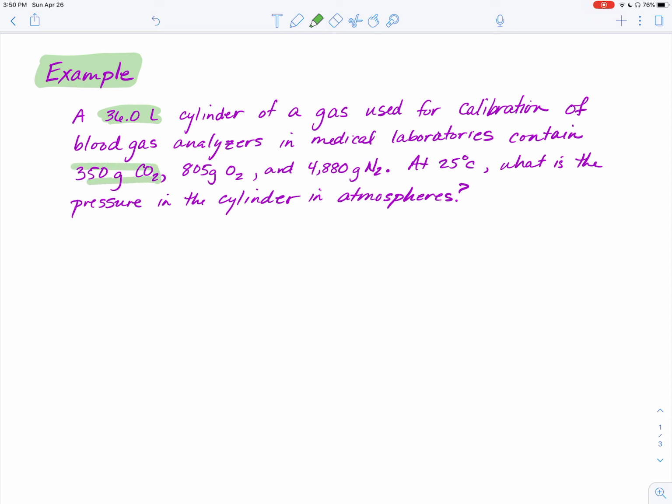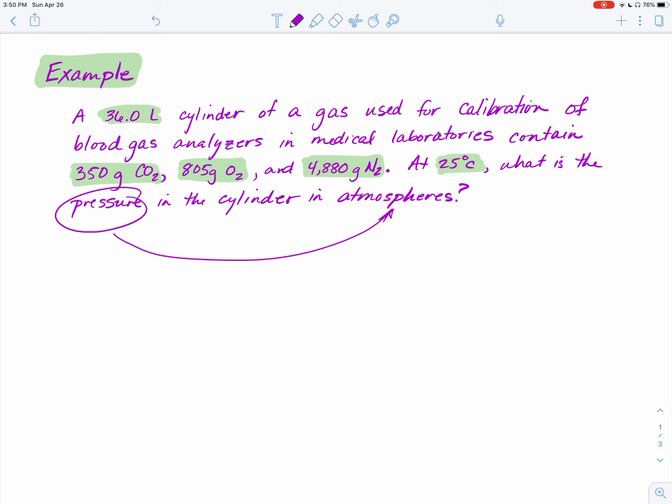In fact, it tells us the mass of those gases: 350 grams of carbon dioxide, 805 grams of O2, and 4,880 grams of N2. And it says at 25 degrees C, what is the pressure in the cylinder in atmospheres? So they're actually asking us for pressure in a particular set of units.